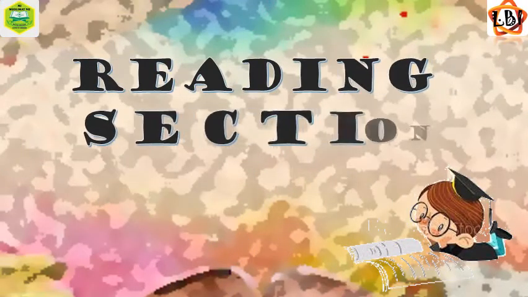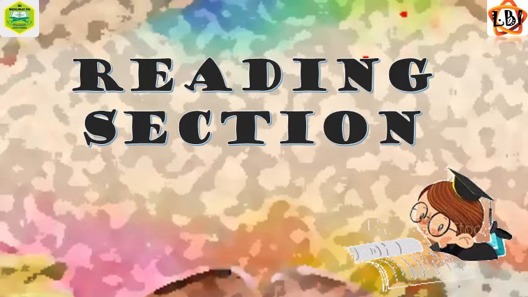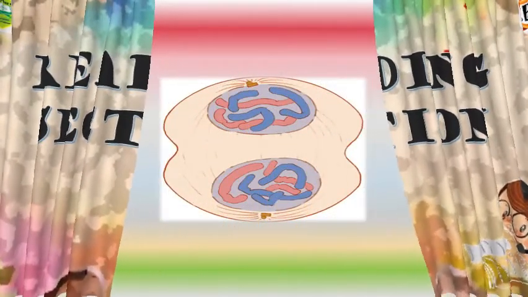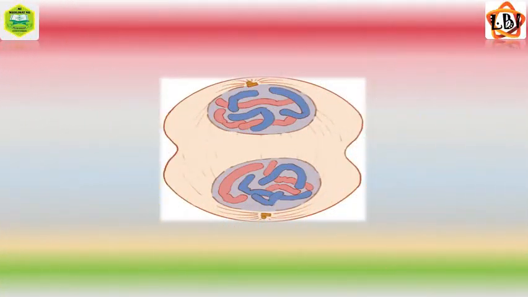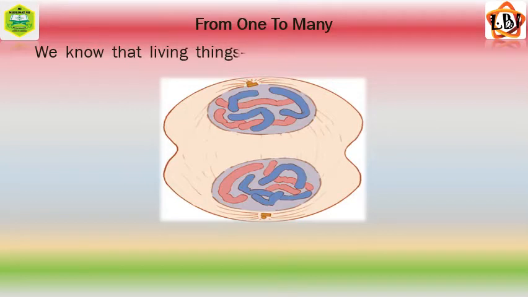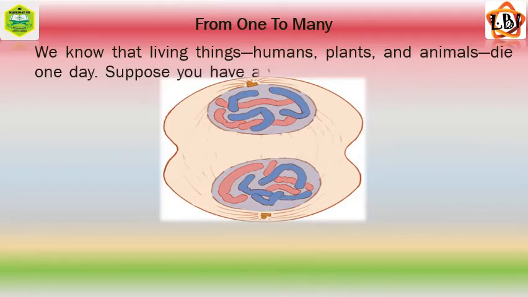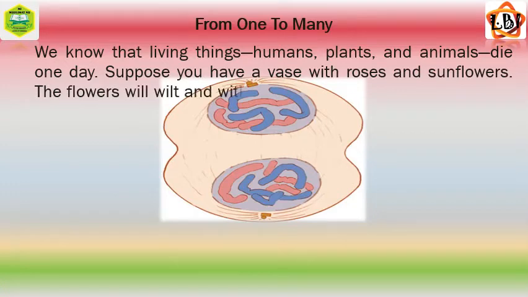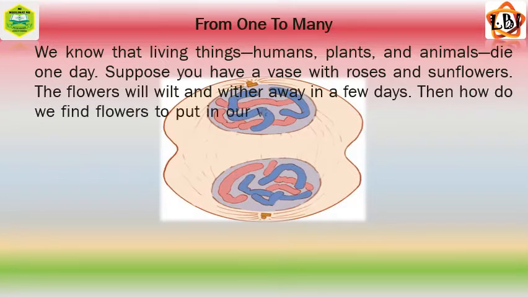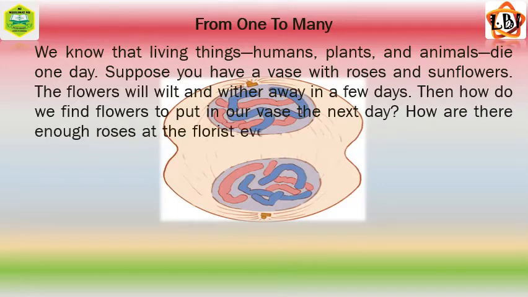Reading section. From one to many. We know that living things, humans, plants and animals, die one day. Suppose you have a vase with roses and sunflowers. The flowers will wilt and wither away in a few days. Then how do we find flowers to put in our vase the next day? How are there enough roses at the florist every day if all these roses die?